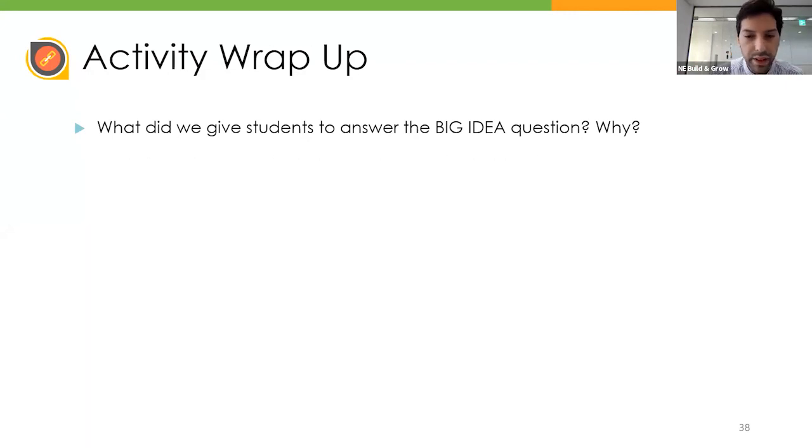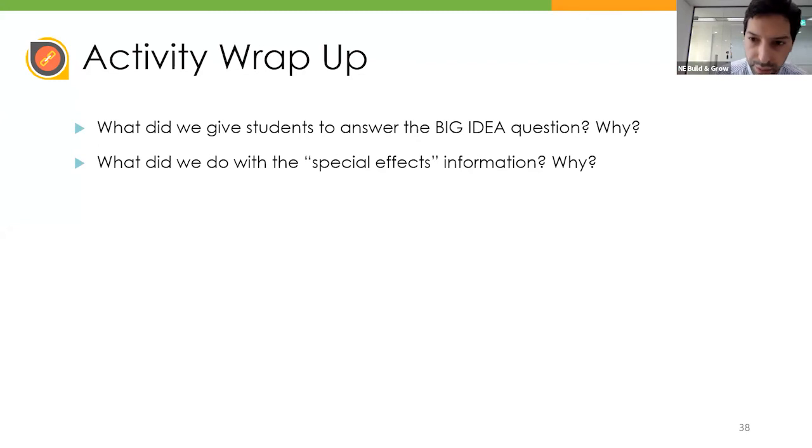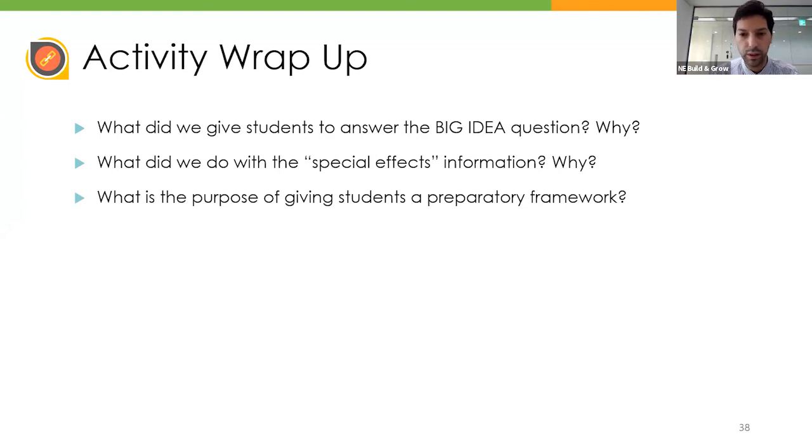So what did we give them? We gave them a structure, a grammar structure. And why did we give it to them? We gave it to them so that they already have perfect English when they're expressing themselves, so they can create a habit out of using correct language. Then the next question is, what did we do with the special effects information, and why did we do that? So we put it into a preparatory framework, and we did that to help the students not only organize the information, but get used to thinking about information in an organizational way and approaching reading texts with an organizational mindset, right? Then what is the purpose of giving students a preparatory framework, right? To get them in the habit of thinking organizationally.